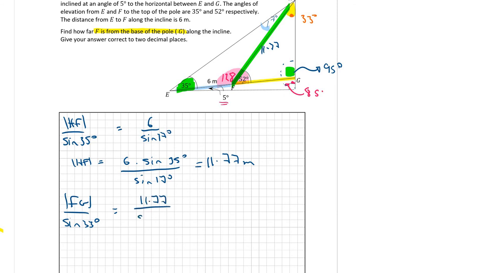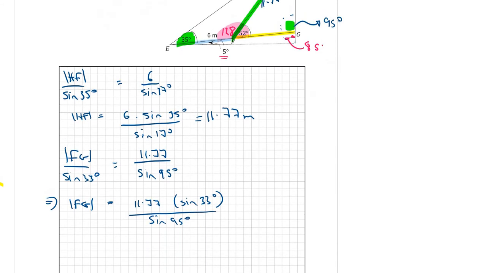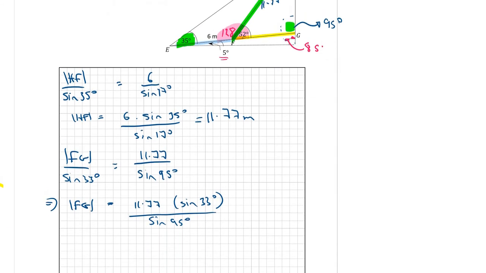(11.77) for the sine 25 degrees. As I did above, just rearranging, I put 11.77 times sine 25. I put that into the calculator and get an answer of 6.4488. So the answer is 6.45 meters.